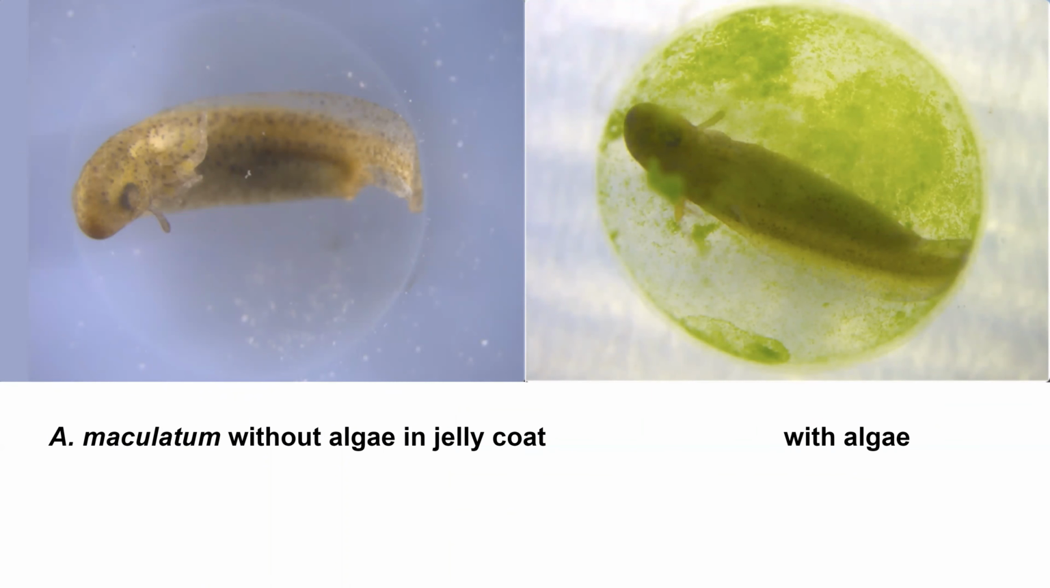On the left is an embryo inside a jellycoat or egg capsule without algae, and on the right with algae. The algae is Oophila amblystomatis. It is the symbiont of interest in our study.